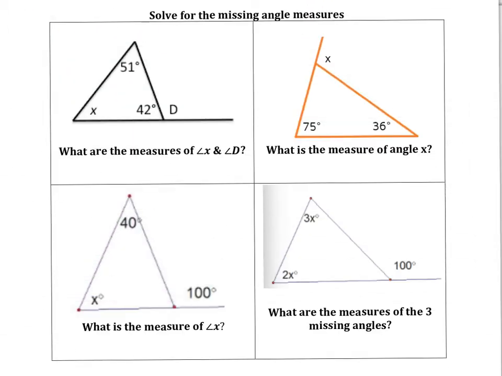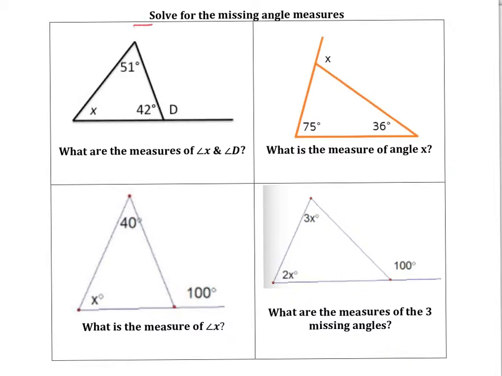So let's try that here in this next set. So we have 4 problems we're going to try. The first one says, what are the measures of angle X and angle D? Well, this one you're going to kind of have to use some different information. So I would start by using the triangle sum theorem, which we just did, and find X.